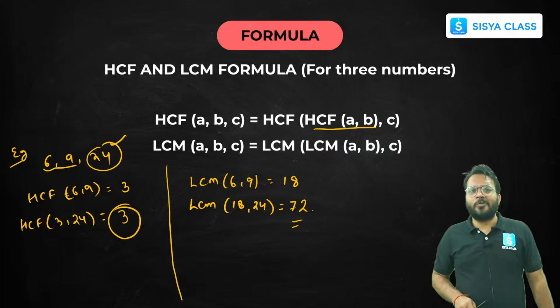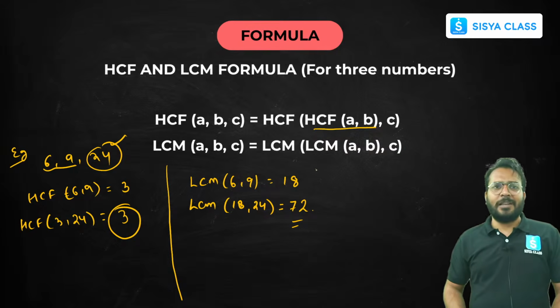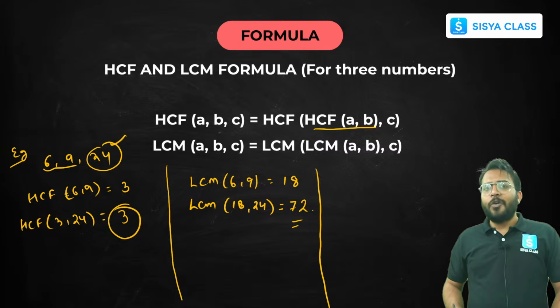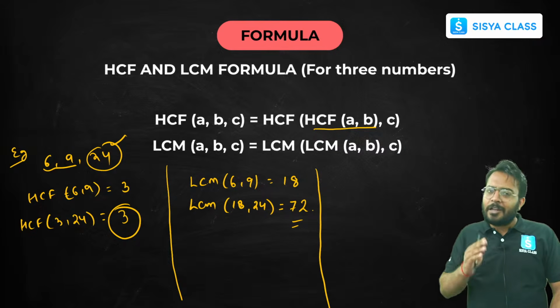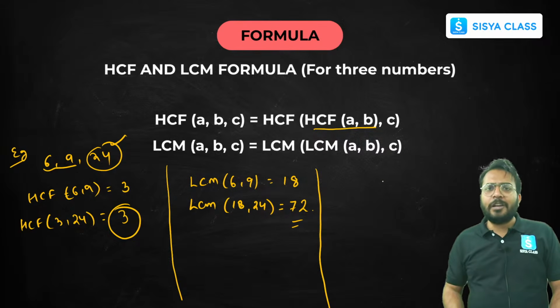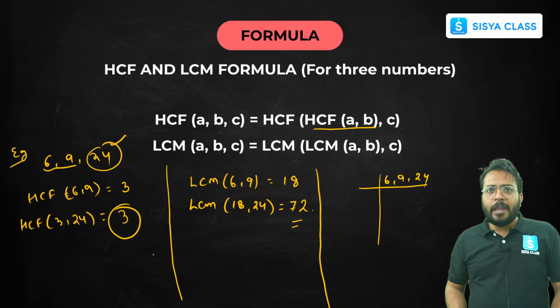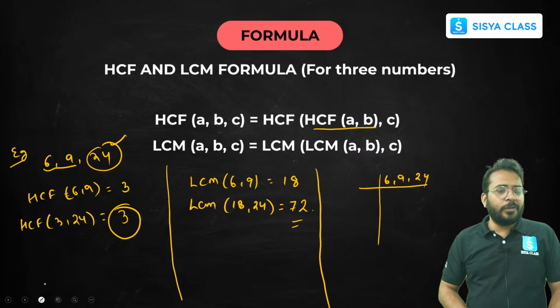But there is one more way to find the LCM and HCF. We can use the division method. Directly you will get your LCM and HCF. Now you can write all the three numbers, 6, 9 and 24, if you want to find the LCM and the HCF.